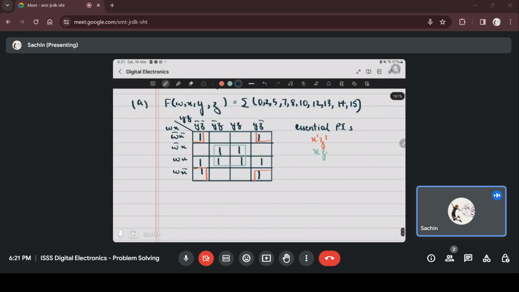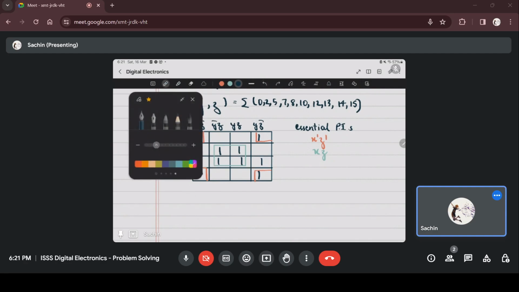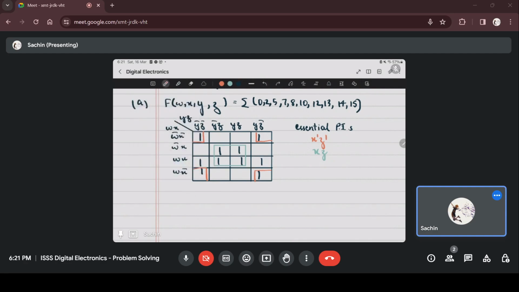You could form a quad like this, or you could form a quad like this to cover those. I'll form a quad like that, and that will give you a simplified expression for f, and the simplified expression is f of wxyz is x prime z prime plus xz plus wx.